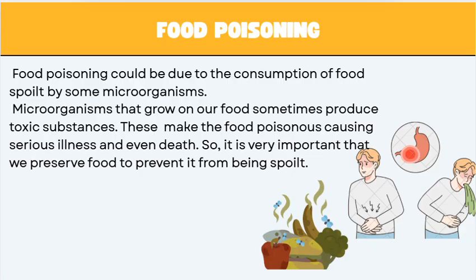Next, we move on to food poisoning. What is food poisoning? It is due to the consumption of food spoiled by some microorganisms. Microorganisms produce some toxic substances in our food, and this eventually makes our food poisonous, which can cause serious diseases and sometimes even death, known as food poisoning. Therefore, it is very important to prevent our food from being spoiled.